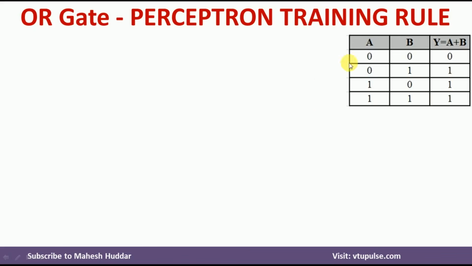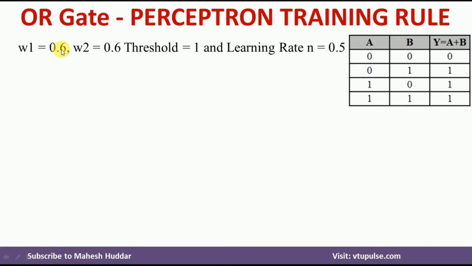In this case we have two inputs, so we need two weights. W1 is set to 0.6 and W2 is set to 0.6 initially. W1 is associated with A and W2 is associated with B. The threshold is 1 and the learning rate n is equal to 0.5.